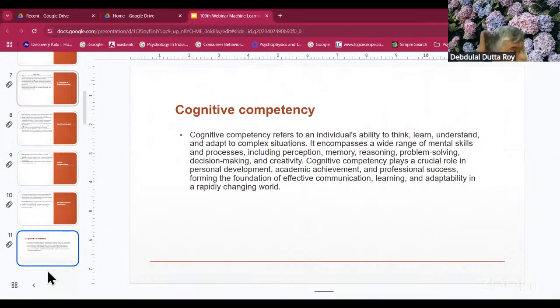Next, I am coming to our main topic, that is the cognitive competency. Cognitive competency refers to an individual's ability to think, learn, understand, and adapt to complex situations. It encompasses a wide range of mental skills and processes, including perception, memory, reasoning, problem solving, decision making, and creativity. Cognitive competency plays a crucial role in personal development, academic achievement, and professional success, forming the foundation of effective communication, learning, and adaptability in a rapidly changing world.